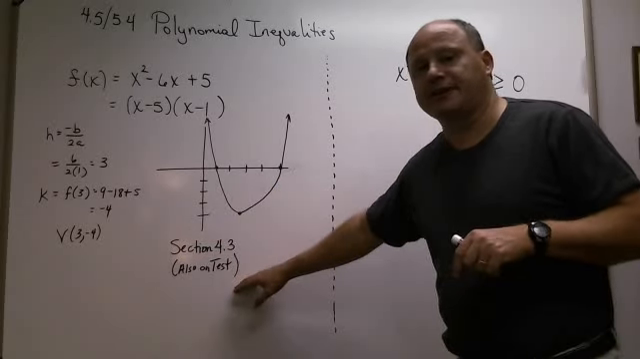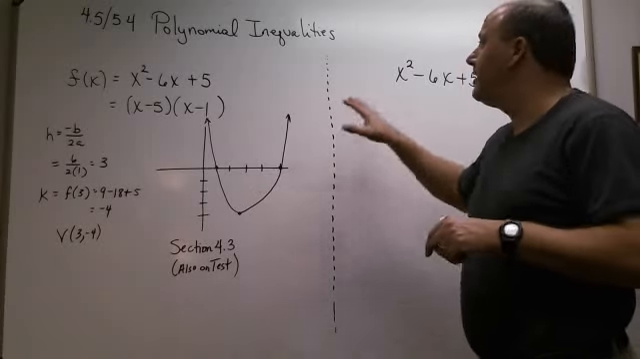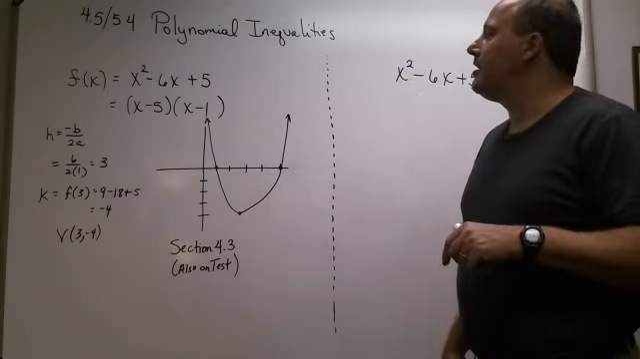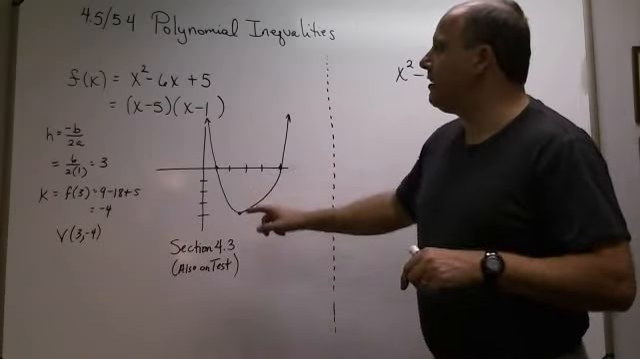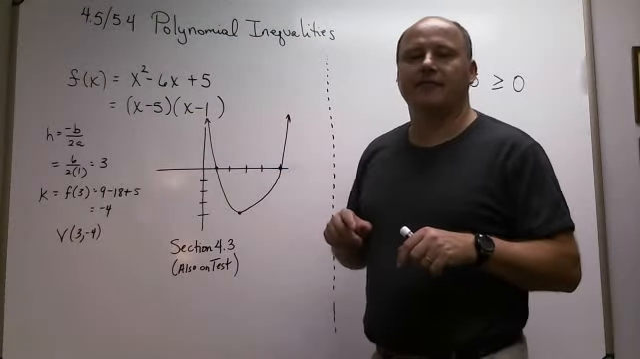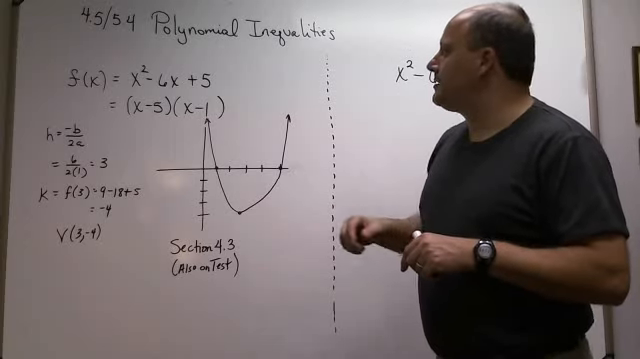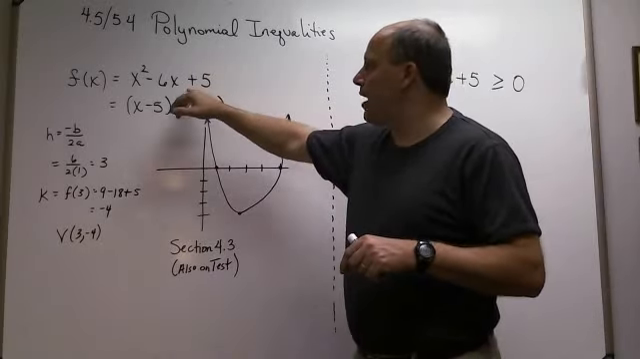This will also be on the test. It's not a polynomial inequality, but this is kind of the idea where we're getting this concept at. Back in 4.3, we talked about how to graph f of x equals x squared minus 6x plus 5. And if you notice, that is in quadratic form, and it's basically a parabola.